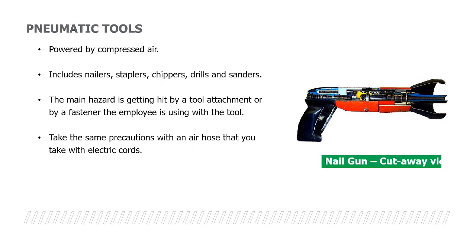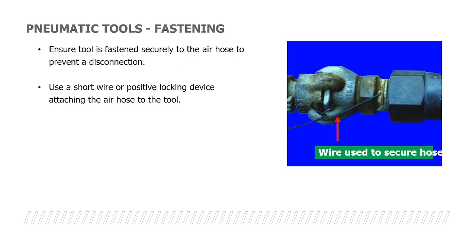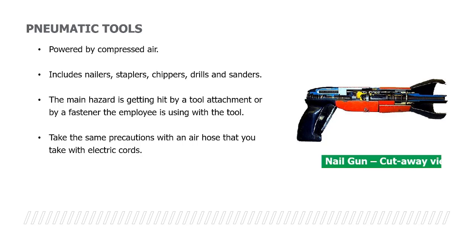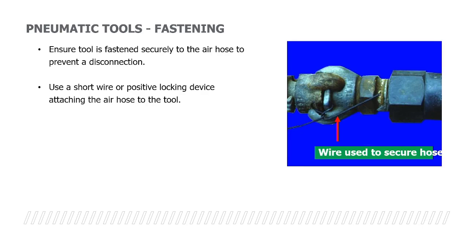In other words, don't just yank on the cord, don't step on the cord. So kind of go back and make sure that once that rubber hose has no kinks, tears, or it's actually trying to come apart from its fitting. So go back and look at that. And then, of course, you've got fastenings. Ensure a tool is fastened securely to the air hose to prevent a disconnection.